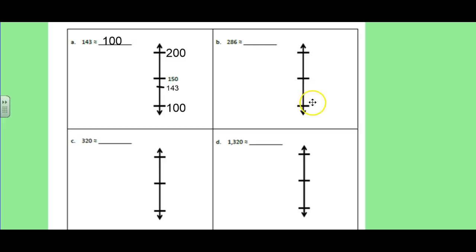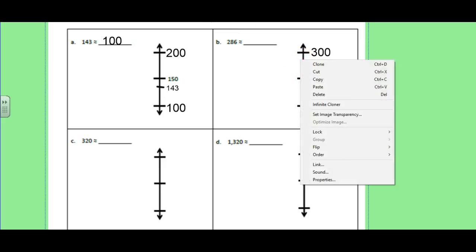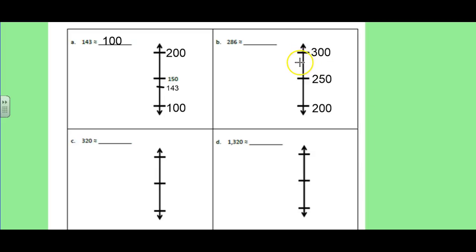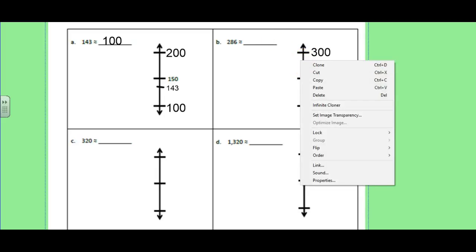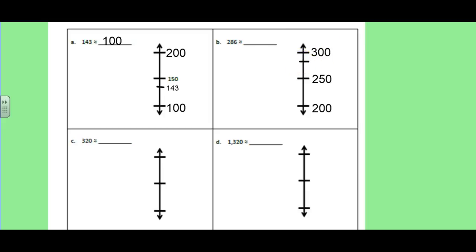Okay, so 286 I know has 2 hundreds in it, and I know that one more hundred than that is 300, and I know that the halfway point between 200 and 300 is 250. 286 I know is more than 250, and it probably falls right in here somewhere. So right about right there. And that shows us that 286 is closer to 300 than it is 200, so 286 rounds to 300.